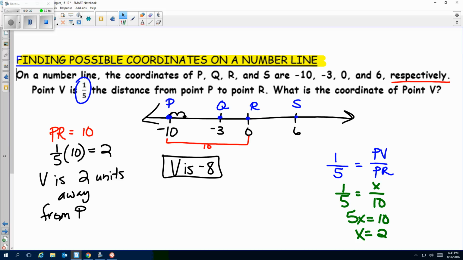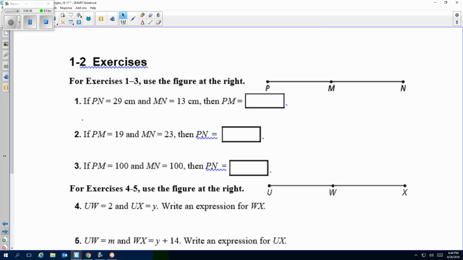So this pretty much takes care of everything we need to know with measuring segments. The next thing, which was, let me go back here. Oops, not there. I lost it. Sorry.